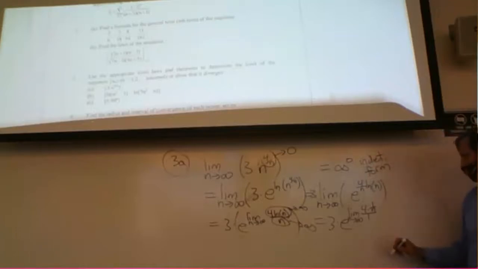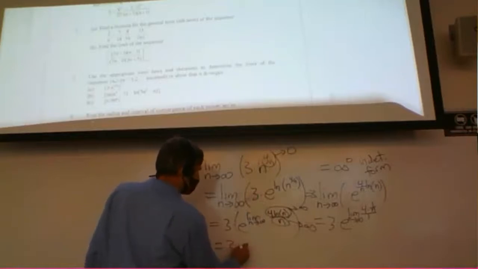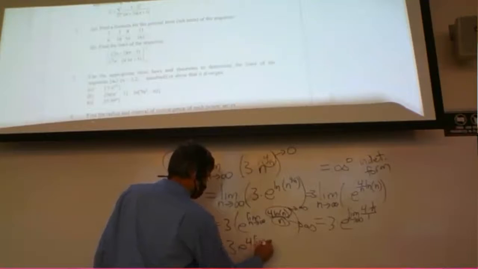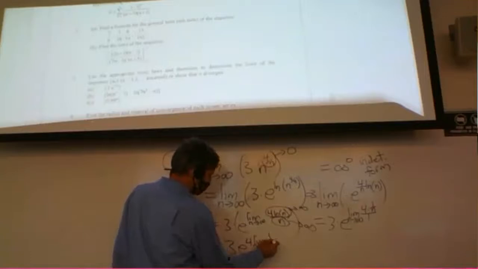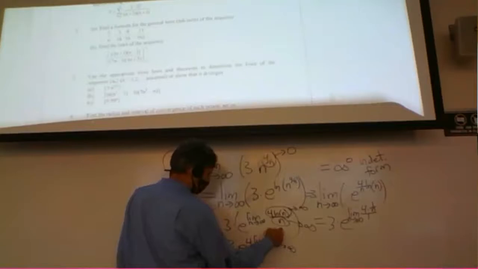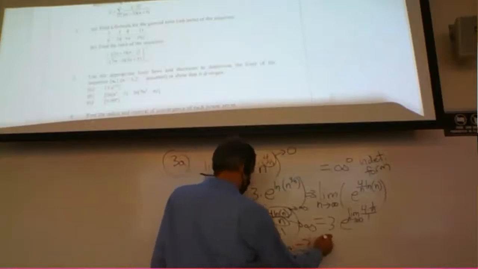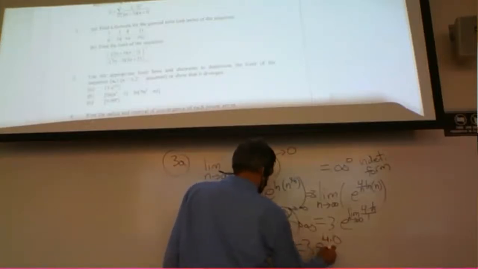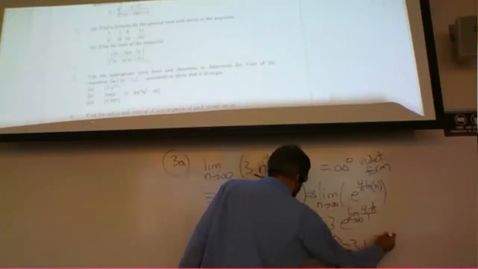And now we see what's going on, right? This is going to be a good guess today, isn't it? 3e to the, I can pull the 4 out, limit as n goes to infinity of 1 over n. And I know that's 0, right? The bottom's going to infinity, the top is going to 1. Since it's a fixed number over larger and larger numbers, the quotient is 0. So this is 3 times e to the 4 times 0, which is e to the 0, which is 1. So this limit is actually equal to 3.